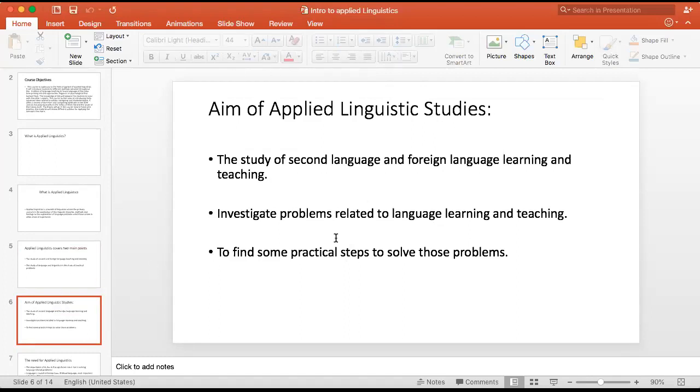Right. So let's talk about what is the aim of applied linguistics. What are the studies in applied linguistics, and what is the aim of applied linguistics studies? Now, before we move to that, what's the need of applied linguistics, right?